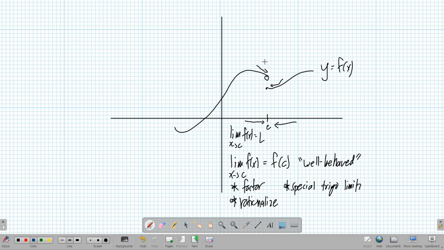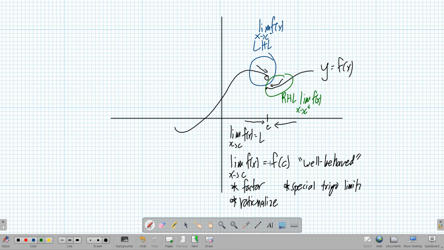If these three techniques do not work, then maybe what we need to look into would be the one-sided limits. Here, we have our left hand limit because it's coming from the left side, while here we have our right hand limit because it's coming from the right side. In symbols, that would be the limit of f of x as x approaches c from the left, while the right hand limit is the limit of f of x as x approaches c from the right.